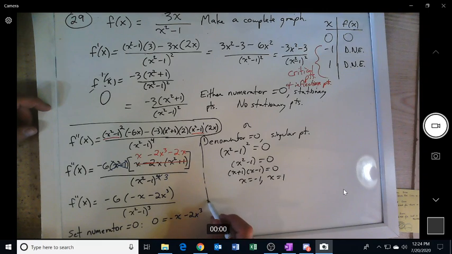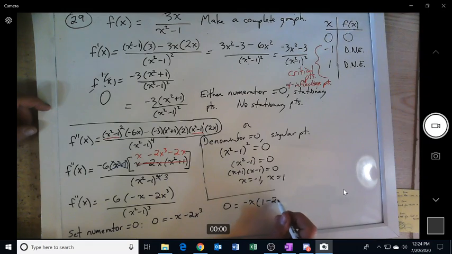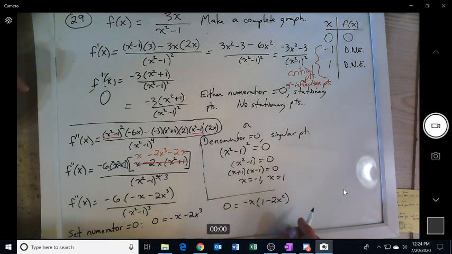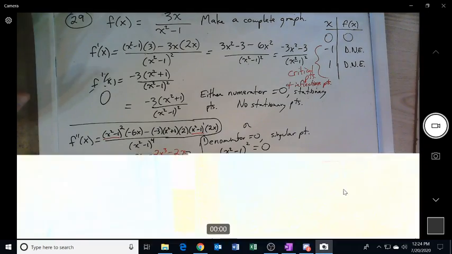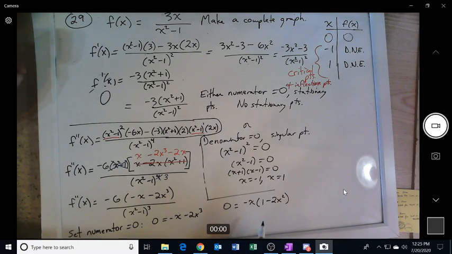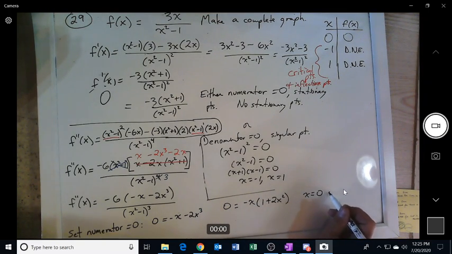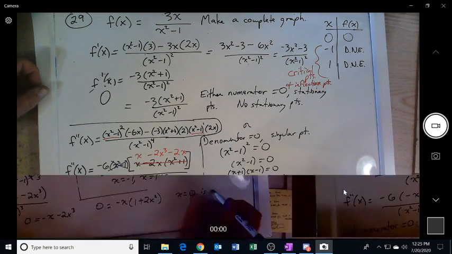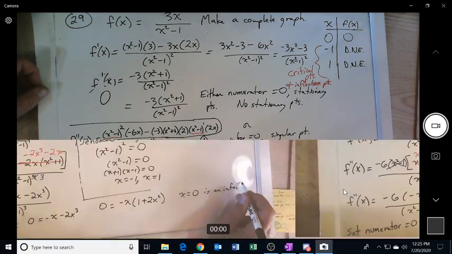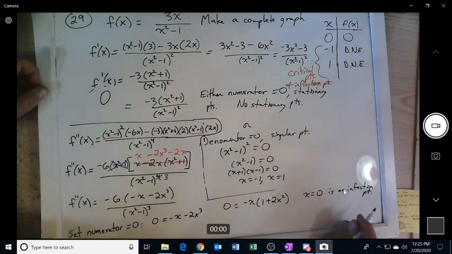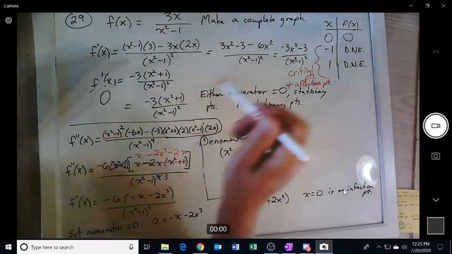And then factor out a negative x. 1 minus 2x squared. And then, wouldn't that be plus? Thank you. And then this can never be 0 because x squared is always positive, and then you're adding 1. So the only thing this one is, x equals 0 is an inflection point. So this is also an inflection point.